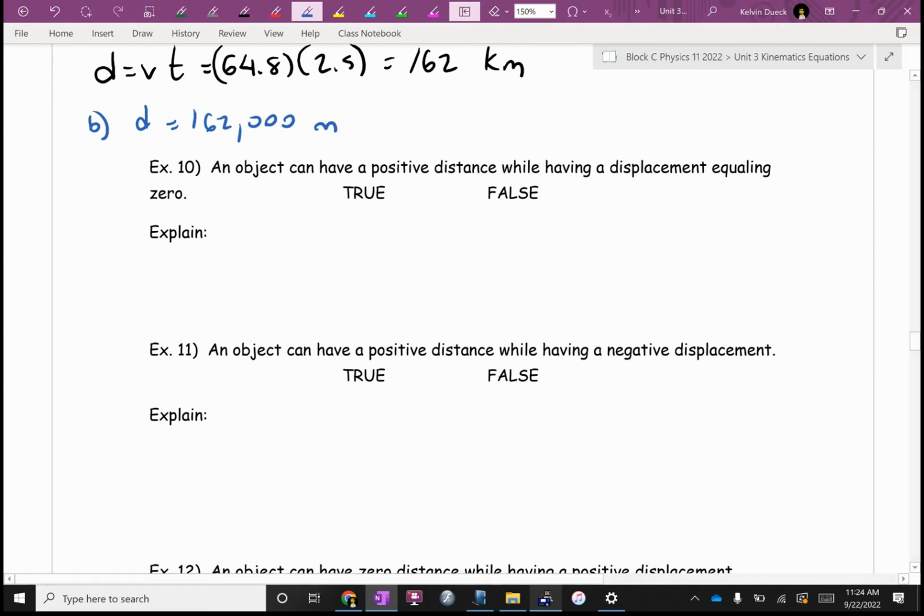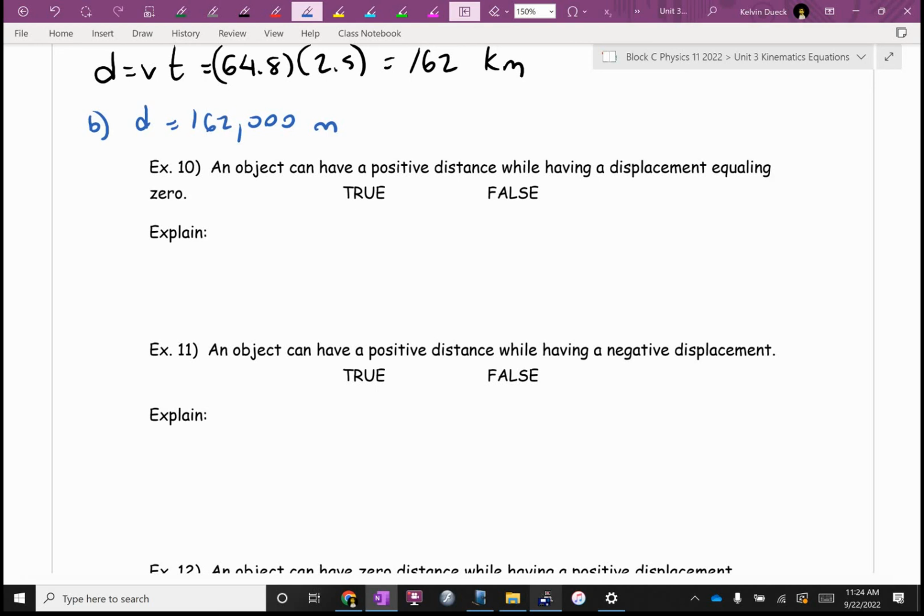So here's the first question. It says this. True or false? An object can have a positive distance while having a displacement equaling 0. You're not going to blurt out an answer. You're going to ponder this yourself. True or false? An object can have a positive distance while having a displacement equaling 0.